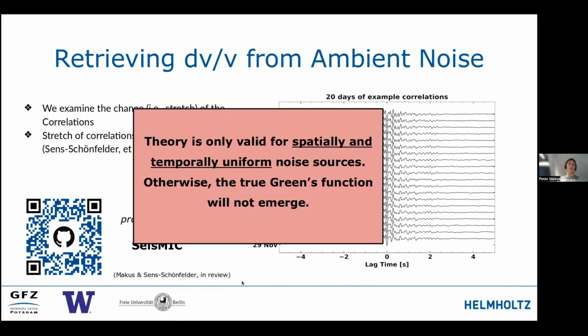Again, this is strictly only valid if we were to actually retrieve Green's functions. Turns out we don't, because we never have a spatially and temporally uniform distribution of noise sources. So there are a couple of restrictions that apply here, and this will become important later in the talk, or very soon, I should say.